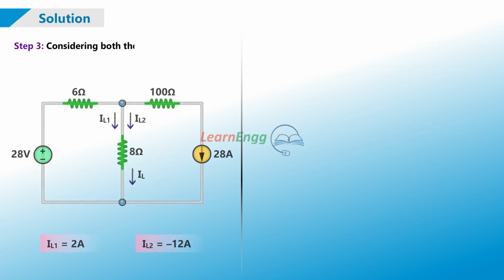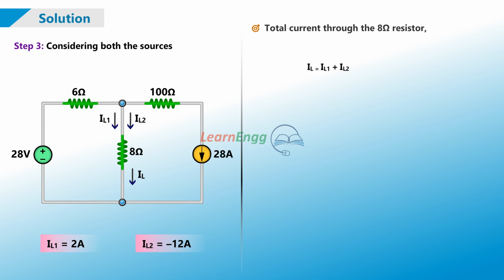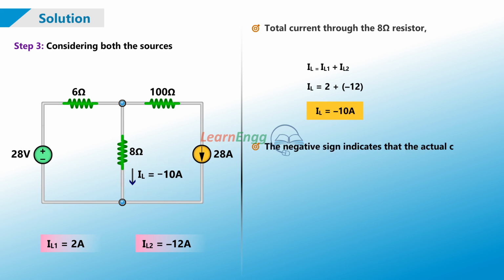Step 3. Considering both the sources. Total current through the 8-ohm resistor. IL is equal to IL1 plus IL2. IL is equal to minus 10 amps. The negative sign indicates that the actual current flows opposite to the assumed direction.